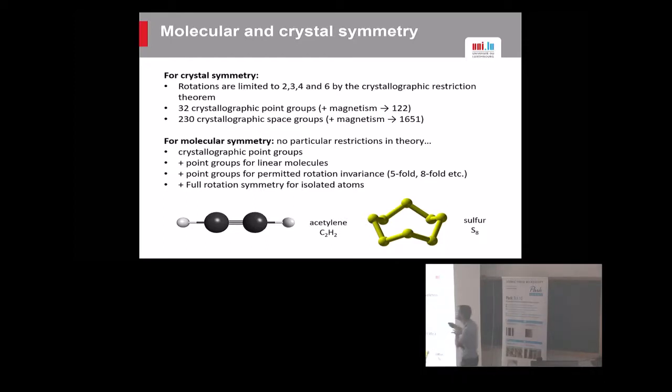And very quickly, for molecular symmetry, there is no particular restriction on the rotation, so you have many more symmetries like that. You do not only have finite groups, you can have an infinite number of rotations, especially when you have a linear molecule like this one. And you can have rotations that are otherwise not permitted in crystals, like in this molecule S8, which is a nice example because S8 is both the chemical formula and the symbol for the symmetry operation.